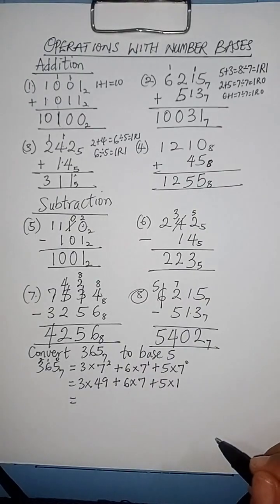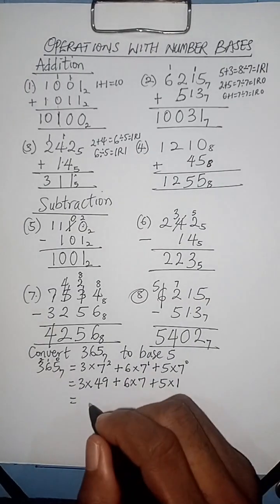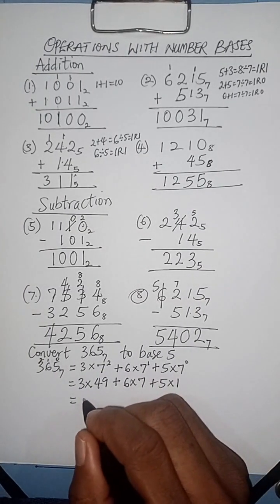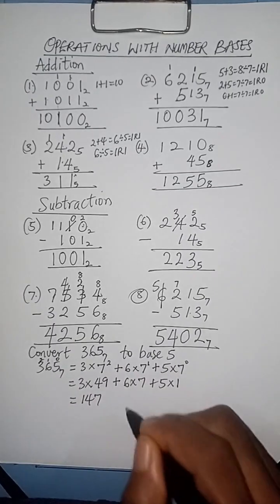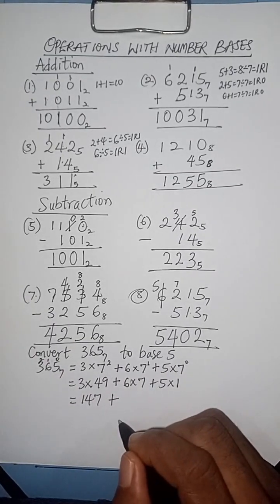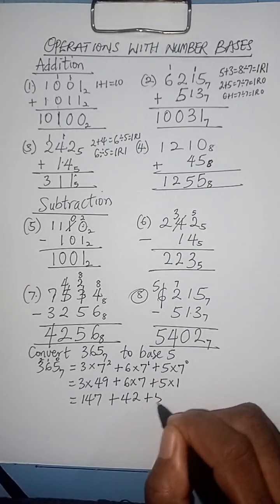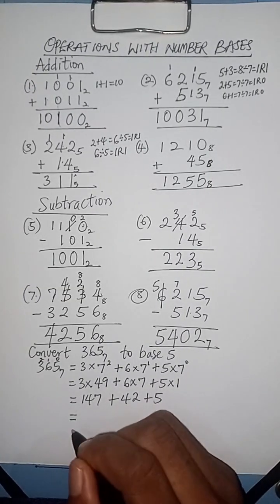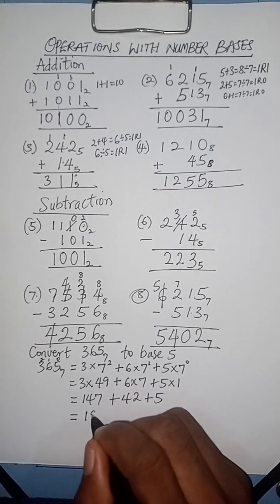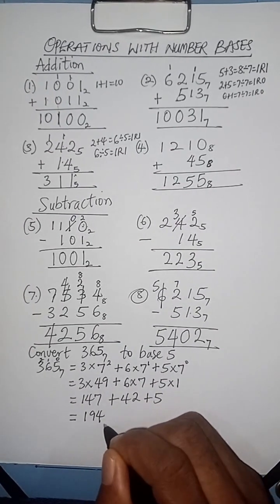Now 3 times 49, it's 147. 6 times 7 is 42. 5 times 1, it's 5. And if you add all of this together, you get 194 in base 10.